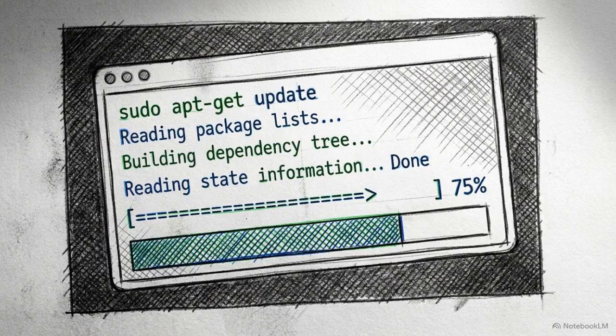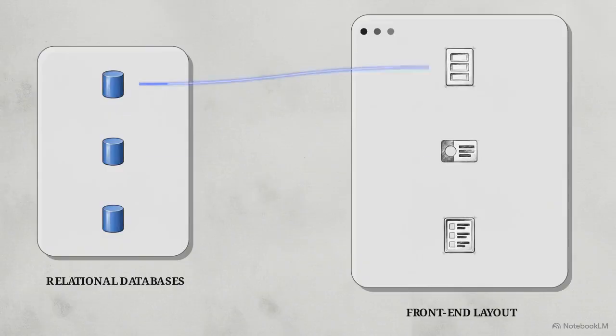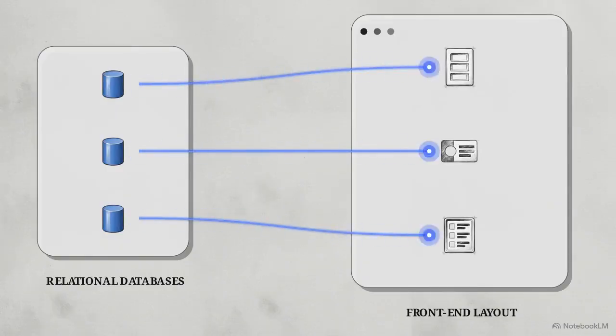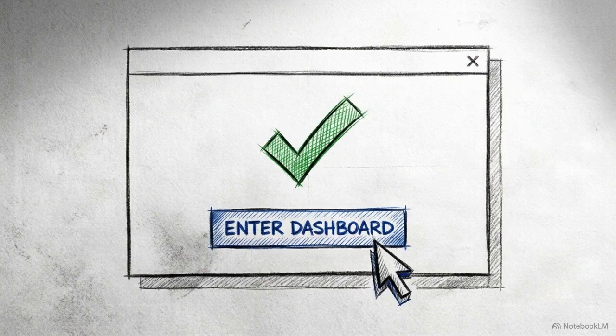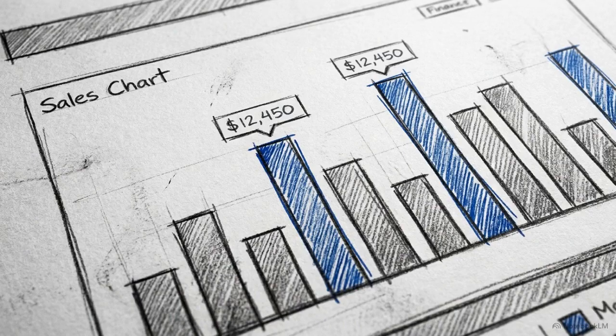During this wait, the AI is doing the heavy lifting of a developer. It is setting up relational databases, designing the front-end layout, and linking the logic flows together. When the build finishes, click Access Application to view your new dashboard layout. You will see that the interface is already populated with dummy data. This allows you to immediately observe how the charts and metrics function visually.